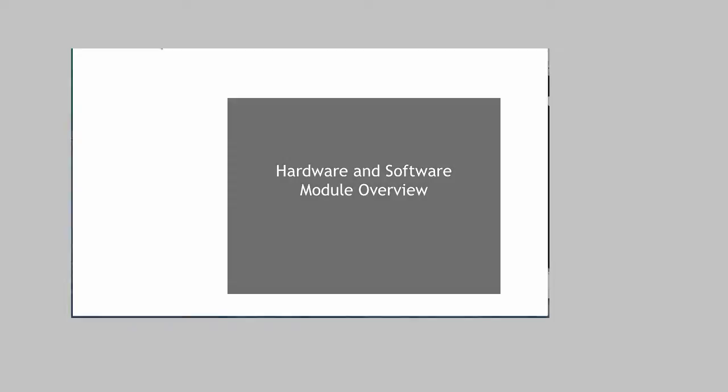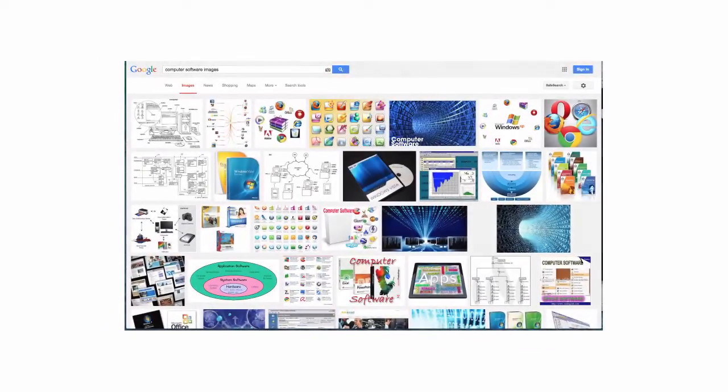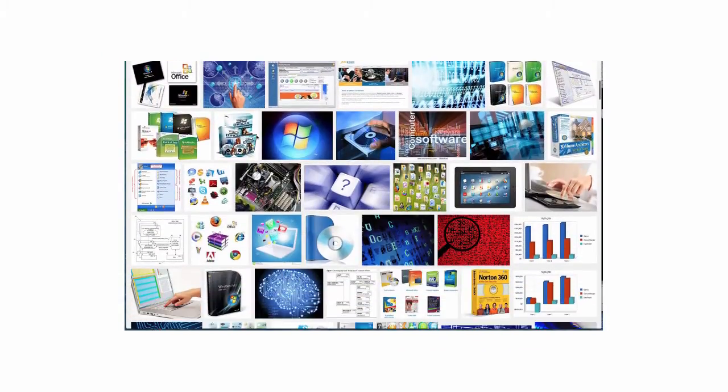In this particular module, we're going to talk about hardware and software. Now, if you go and look for images of computer hardware and software, you'll find a lot. Here is what I found looking for computer hardware. But what does this all mean? There's a lot of it about and it can be confusing, and the same thing happens when you start looking for software. There are so many different pieces of software.